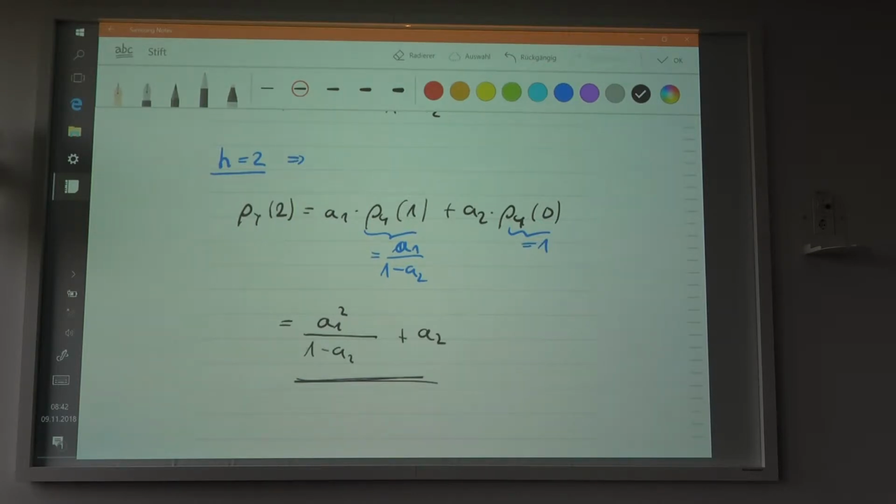So I mean you could continue, right? You could also do the autocorrelation at point 3. That's quite obvious. Is that clear, guys? Okay so far?